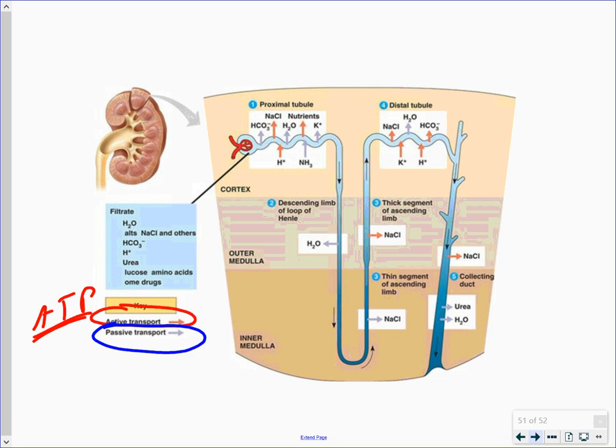So what do we initially have in the filtrate? Things that are small enough to pass through the filter. What things don't pass through the filter, at least they shouldn't, and they should remain in the blood? That includes the formed elements in the blood.